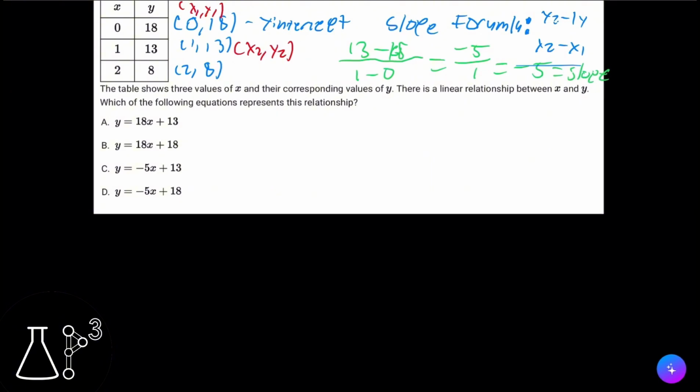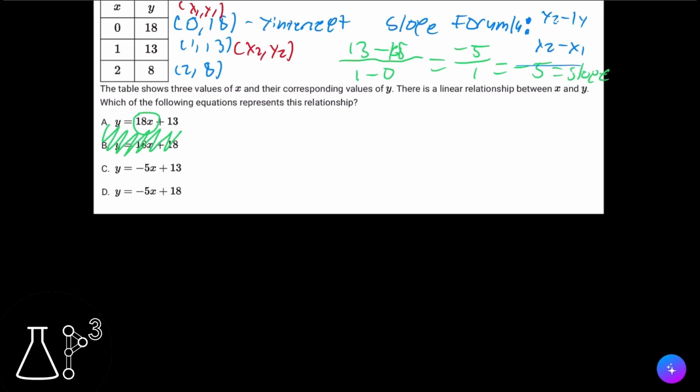So what we want to do is analyze all the answer choices and figure out which one gives us a negative 5 slope. As we can see, A and B have a slope of 18, because there is a number 18 in front of the x. So they're wrong. Looking at C and D, both have negative 5, so both of them have the corresponding slope.